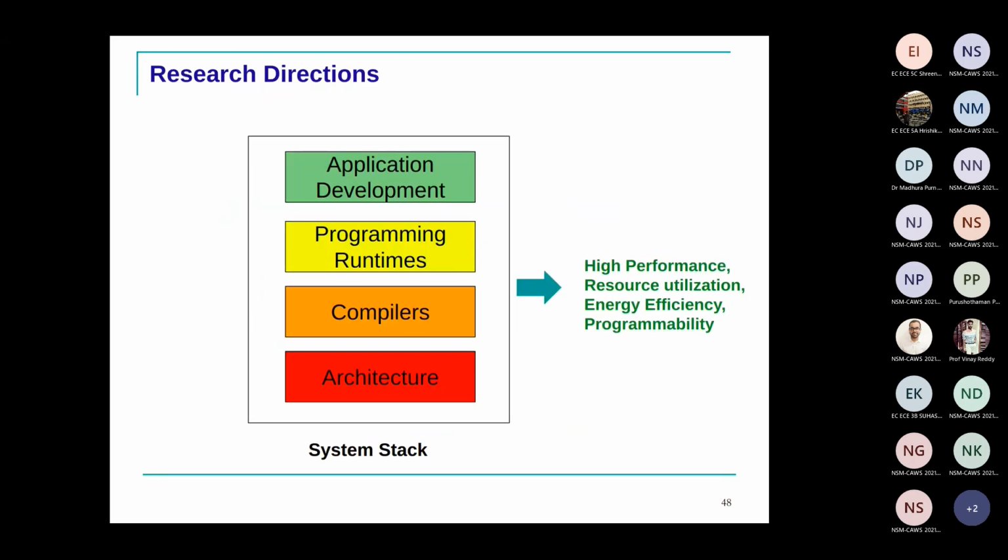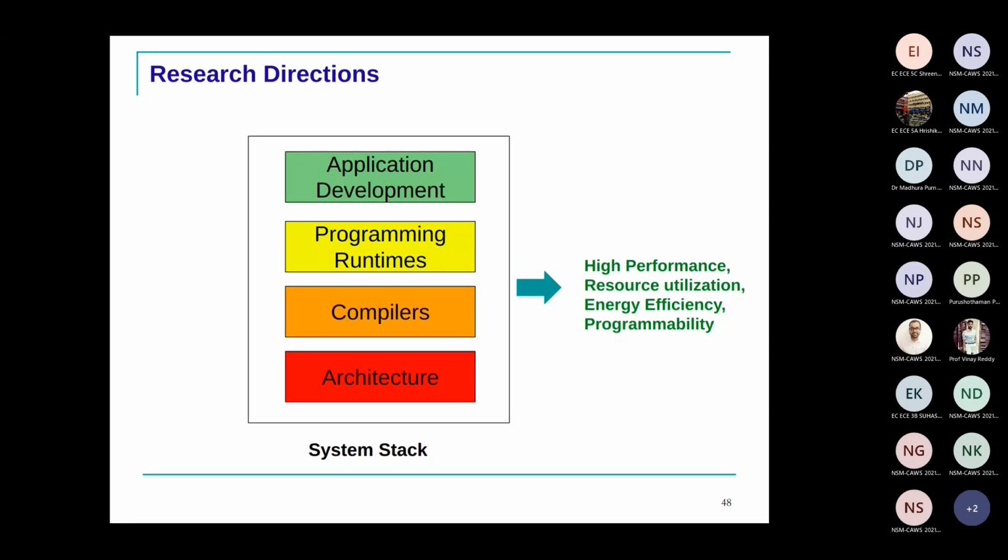So the research has been going in several directions in the whole system stack. In the architecture, people are trying to do it. Also in the compilers, and people are researching how to have better runtimes and how to develop applications efficiently. A lot of research is going on in several directions. The goal is to improve performance, resource utilization, energy efficiency, as well as programmability. These are some of the key research directions.